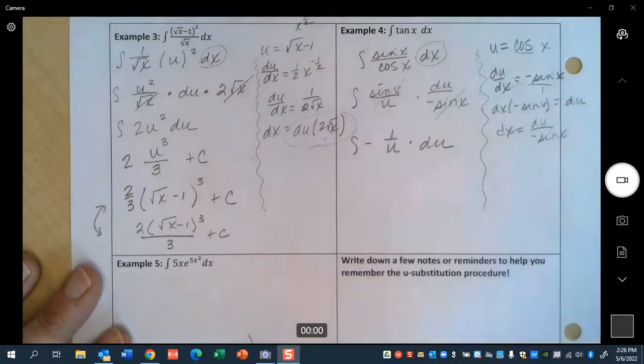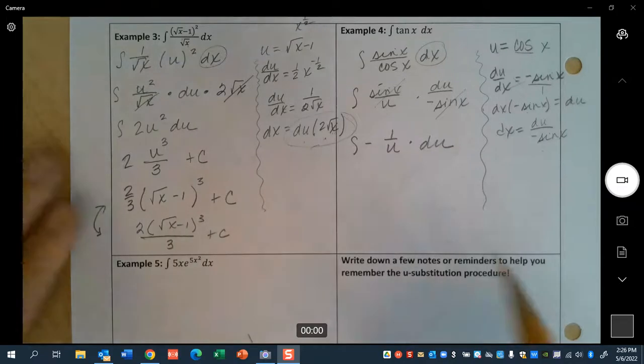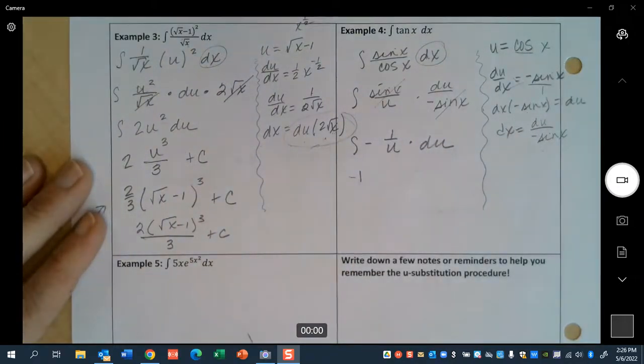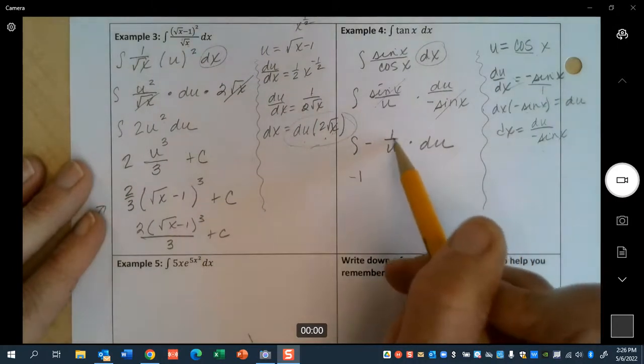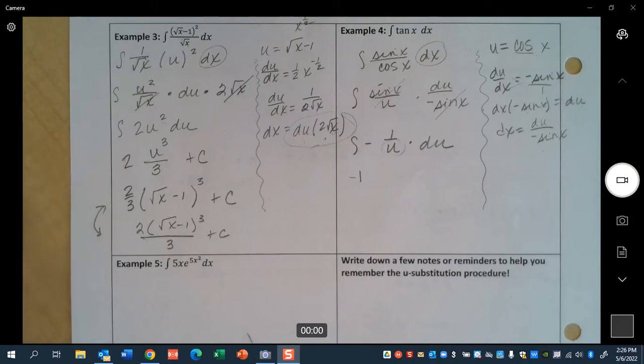times du. This whole act of taking the derivative is just so I can make sure that I'm talking about the same variable. That's taking that derivative of the inside of my function. This negative sign comes out as a -1. And now I have to go back and look for my rules about having 1 over u.